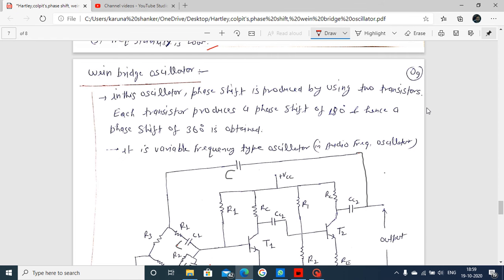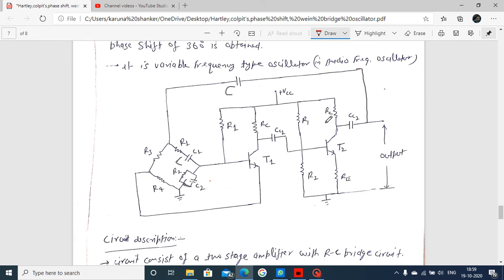Next topic is the Wien bridge oscillator. In the Wien bridge oscillator, we use one bridge. By this bridge, we connect a transistor, and here we use two transistors. Of the two transistors, the first transistor T1 works as an amplifier, and the T2 transistor works as an inverter.